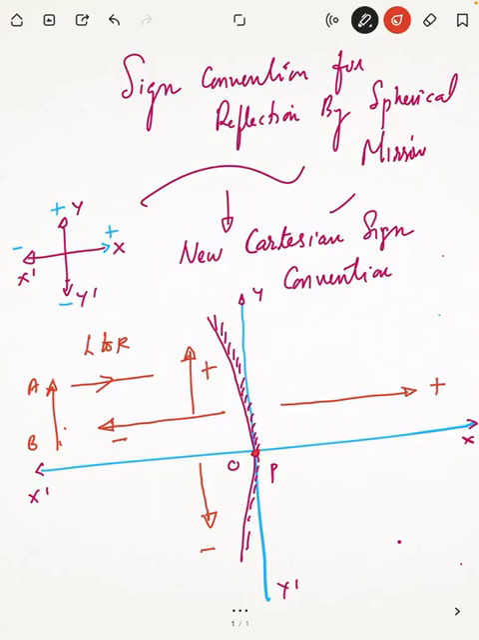All the distances are to be measured from the pole. Next point, all the distances measured to the right of the origin, toward the right side along the positive x-axis, are taken as positive, and all the distances measured toward the left side along the x dash axis are taken as negative. All the distances measured perpendicular to the principal axis upward, along the y axis, are taken as positive. All the distances measured perpendicular to the principal axis downward, along the y dash axis, are taken as negative. These are the important points regarding the sign convention.